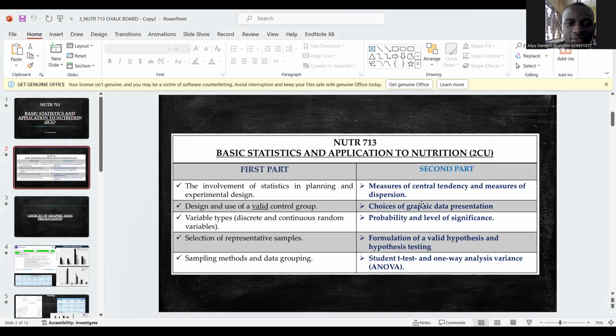We have already treated measures of central tendency and dispersion, traces of graphic data presentation. I don't think I've done that, but I have done probability and level of significance. I've even sent the YouTube link of that lecture to your class rep, which will be distributed to you. And the formulation of a valid hypothesis and hypothesis testing, we've done that. Student t-tests and one way analysis of variance, by and large, I think we've done that. The rest I gave you an assignment to go and read more about it.